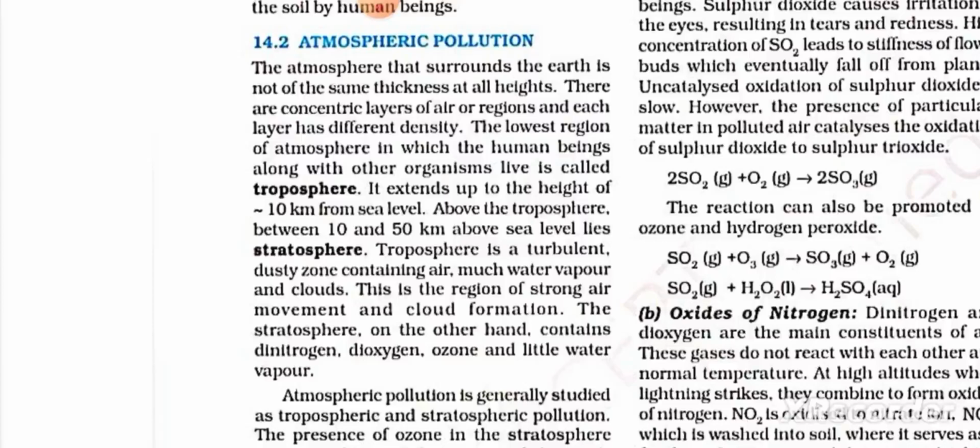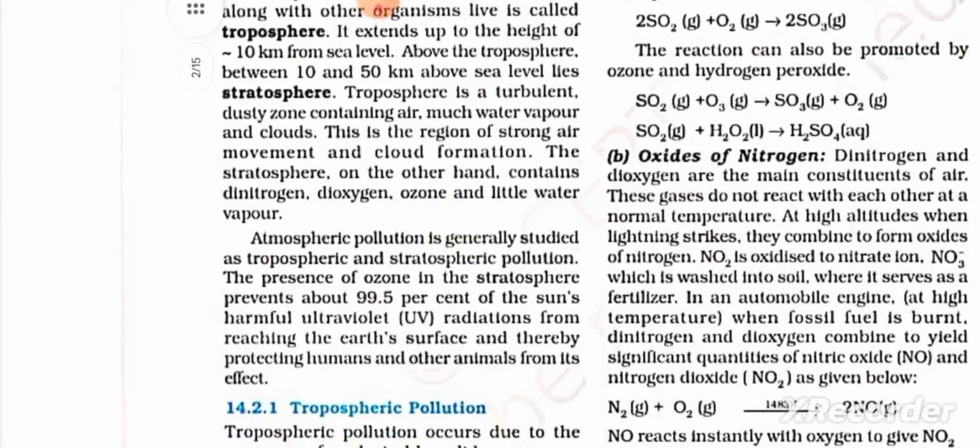Above the troposphere, between 10 and 50 km above sea level, lies the stratosphere. The troposphere is a turbulent, dusty zone containing air, much water vapor, and clouds. This is the region of strong air movement and cloud formation. The stratosphere, on the other hand, contains nitrogen, dioxygen, ozone, and little water vapor.